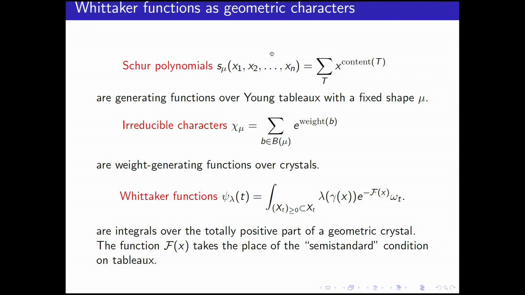A basic thing in algebraic combinatorics is something called a Schur polynomial, which is a generating function of tableaux of x to the content of that tableau. For irreducible characters that I've mentioned, you can think of it as a formal sum over elements in this crystal graph of the formal exponential of the weight of that vertex of the crystal. And you should think of this integral formula as some analog of that.